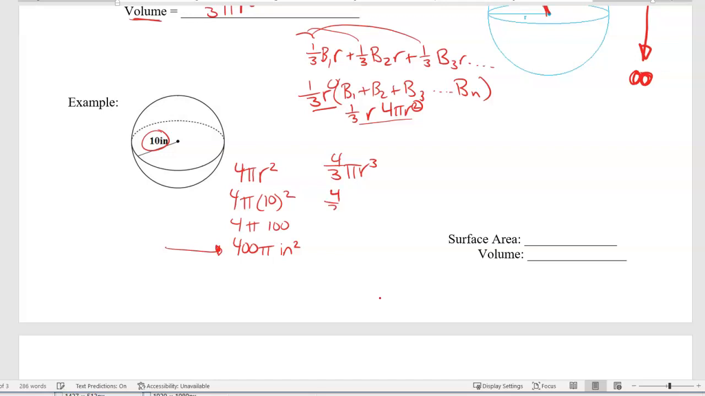The next one is going to be 4/3 pi r cubed. 4/3 pi times 10 cubed is 1,000. And how you deal with this is you say that 1,000 times 4 is 4,000 and put it over 3. Now, if that number was divisible by 3, absolutely divide, but otherwise just leave it like this, inches cubed. So there's the volume and there is the surface area. And there's obviously no lateral area for a sphere.